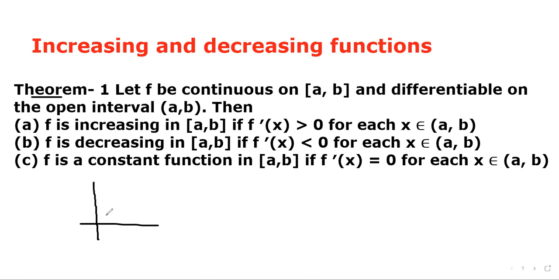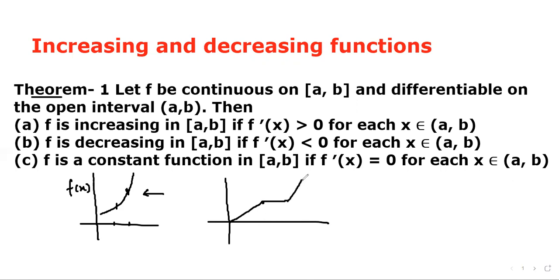Let's see this graph. If the graph is going like this, what can you say about the function? It is increasing. If you take one value of x here, and then another value of x here, as you increase the value of x, the value of f(x) will also increase. So its derivative will be positive. If the function moves like this, then remains constant, and then again moves like this, it is also increasing. So what is the difference between these two functions? This is increasing. This is strictly increasing.